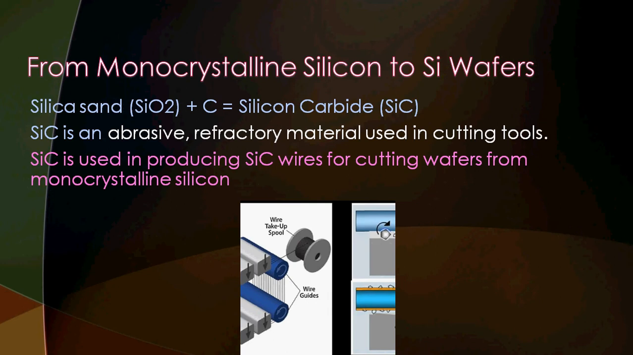From monocrystalline silicon to silicon wafers. Silica sand plus carbon produces silicon carbide as well. Earlier we saw that when we mix quartz, which is also silica, as silica sand is also silica, with a source of carbon and heat it, we produce silicon and release carbon dioxide. But this process is a little bit different. In this case, instead of releasing carbon dioxide, the carbon combines with the silicon and we produce silicon carbide, SiC.